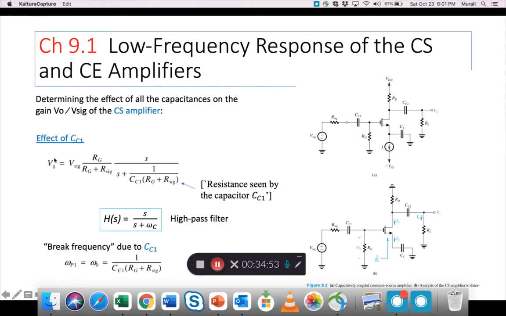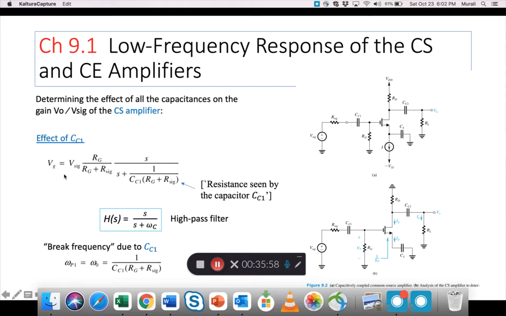Now we know that we can write the output Vg, which is somewhere here, as the input signal times some voltage divider type formula, right? For a simple RC circuit, as I've shown you, you can write it in this form, with S by S plus 1 by RC. And the RC is the sum of these two R's, RG and R signal, times the C. So you are just looking at this circuit in isolation, assuming the other capacitors don't exist, and trying to find the effect of just this portion.